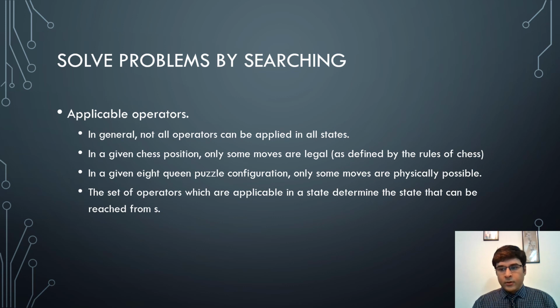In such a scenario, the next states after the current state in the search process are limited, as the current queen cancels out its row, column and the two diagonals that it sits on. So only some moves are physically possible for the next queen. So finally, the set of operators which are applicable in a state S determine the states that can be reached from S.